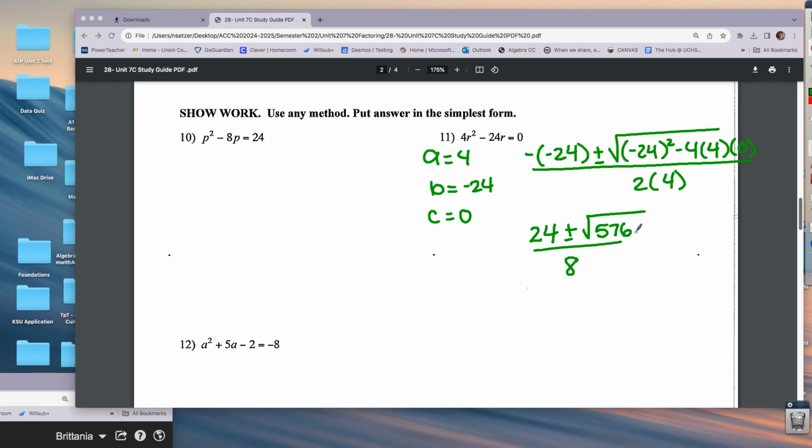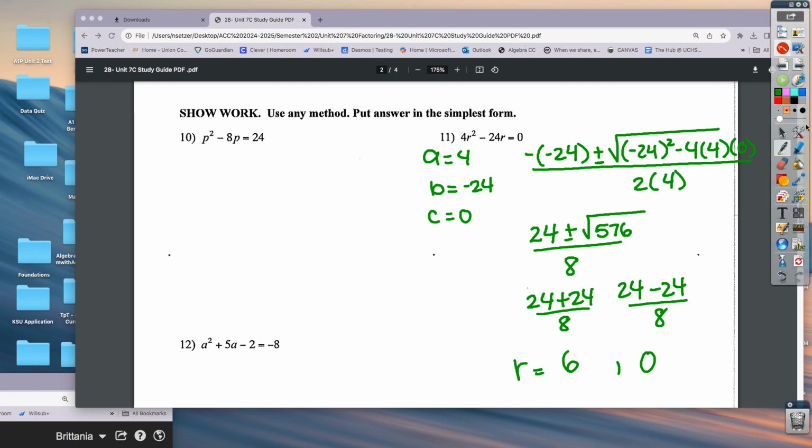All right, the square root of 576 is 24. So we essentially have 24 plus 24 divided by 8, and then on the other side, 24 minus 24 divided by 8. That gives us 6 on this side, and the other side is 0. So this is what r is equal to, 6 and 0. And if we plug it into the calculator in Desmos, we would see the parabola across there.